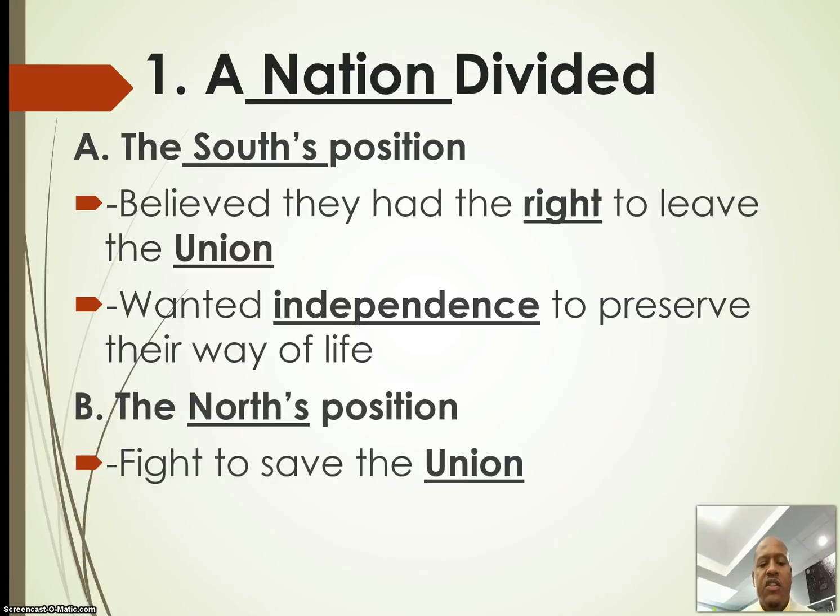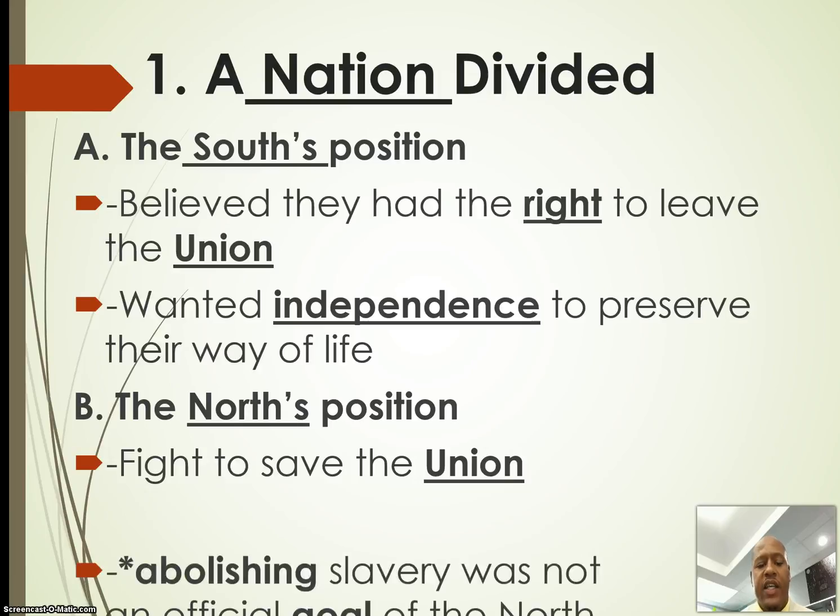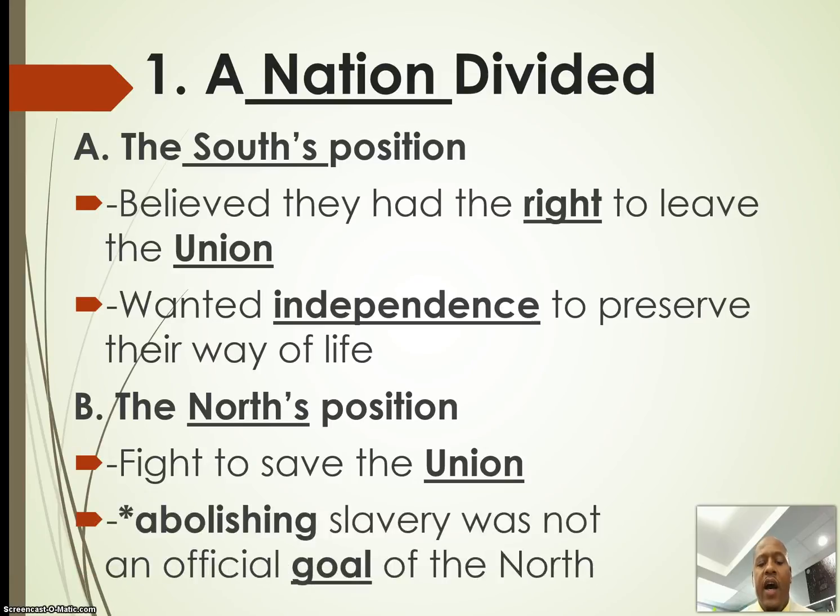The North's position: they were fighting this war to save the Union. Our founders had fought so valiantly against the British. They declared our independence. We formed the Constitution. One nation, and so the North felt that it was imperative that we stay together as a union. Abolition of slavery was not a goal, all right? At the beginning of the Civil War, it was not a major goal, so that's important to note as we move along.